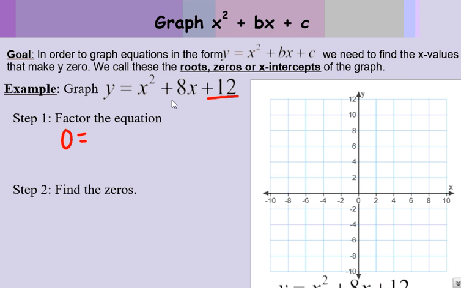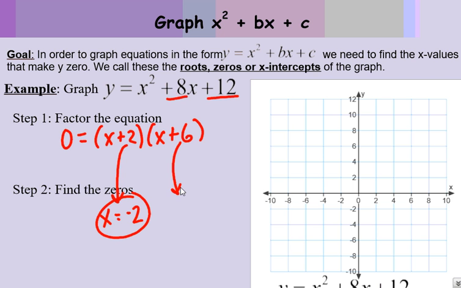Two numbers that multiply to be 12 and add up to be 8 are going to be 2 and 6. So x plus 2, x plus 6, which means your zeros are going to be at -2 and -6. And you plot those, -2, -6.